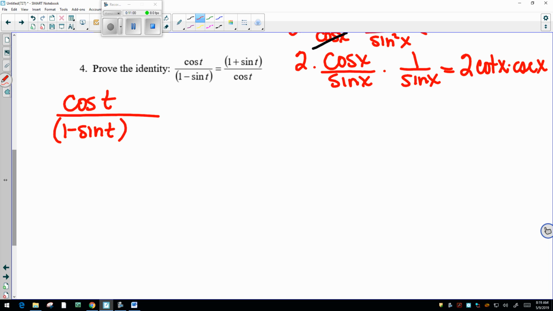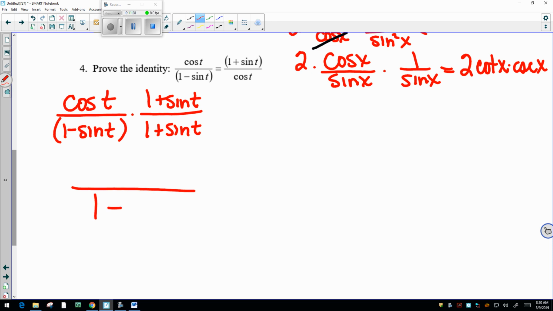Okay, so that's my original, but I'm going to multiply this by the conjugate. So 1 plus sine of t over 1 plus sine of t. So notice what we're doing. This really is a fraction equivalent to 1. It's not changing the value, it's just going to change the way it looks. I can always multiply anything by 1. Okay? So simplifying the denominator, same idea as what we had up above.